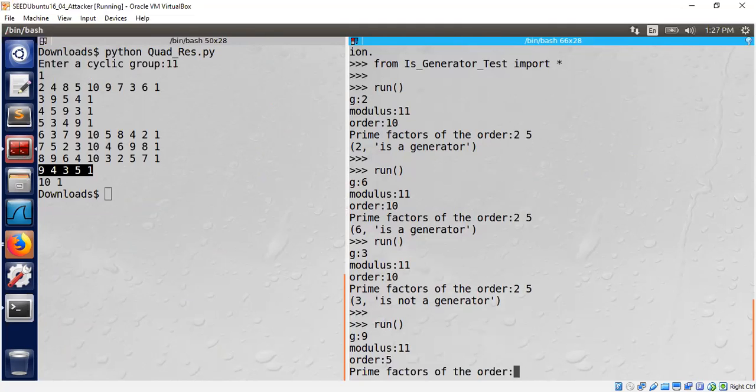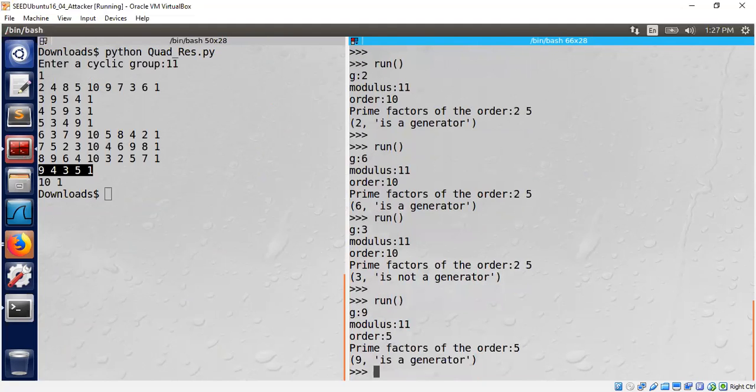What are the prime factors of 5? I mean, it's only 1 times 5, which is 5. So 5 is the prime factor. And it confirms that 9 is a generator.